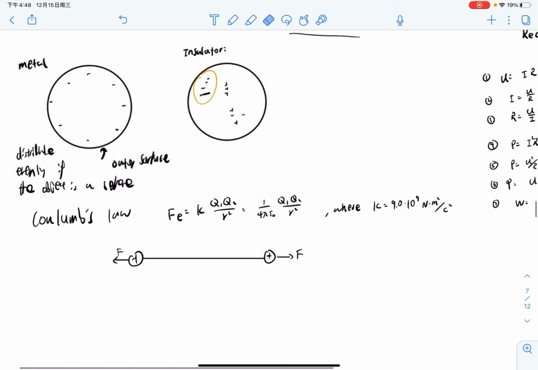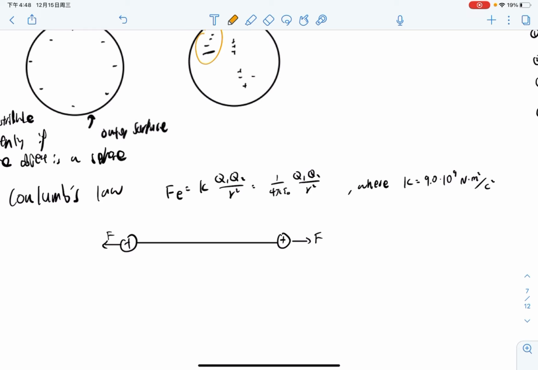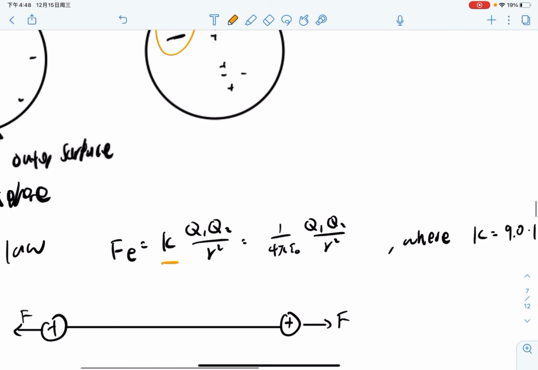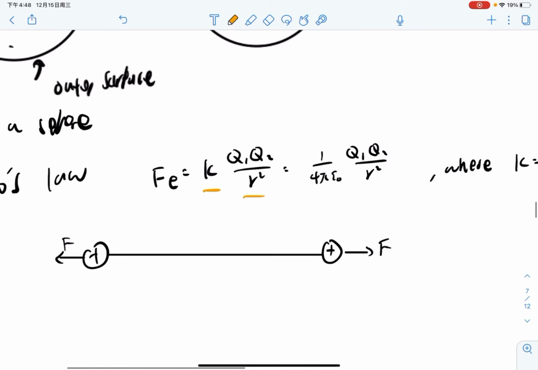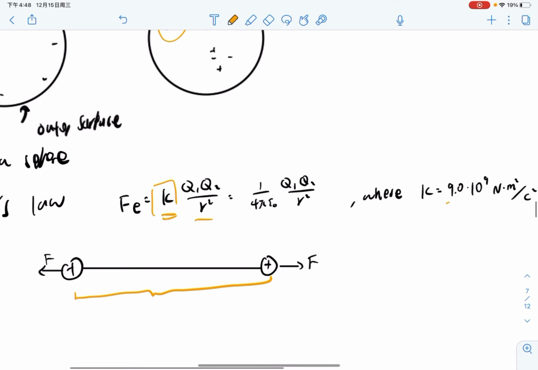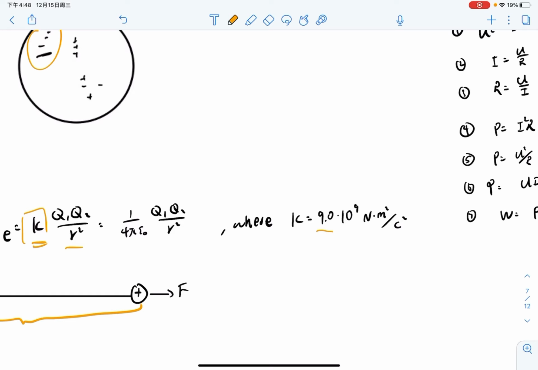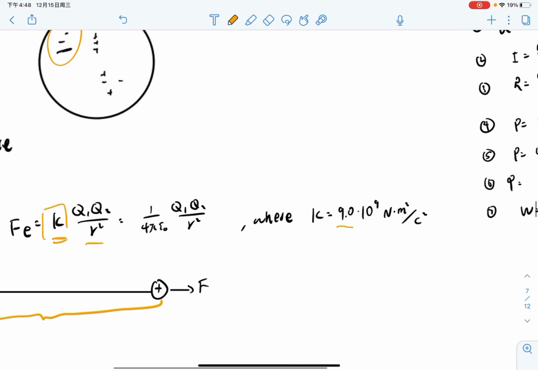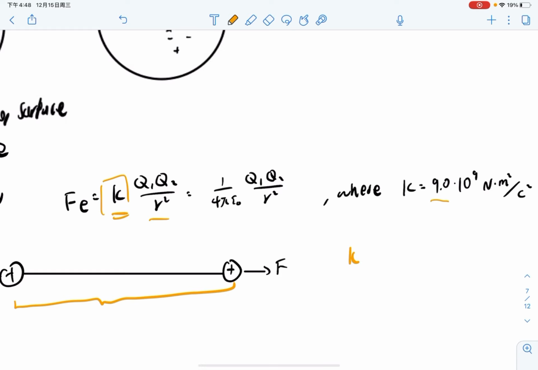And now we're going to take a look at Coulomb's law, which stated that electric force equals K times Q1 Q2 divided by r squared, where r is the distance between the two charged objects, and K is a constant, which is equal to 9.0 times 10 to the 9th Newton meter squared divided by Coulomb squared. And K can also be written as 1 over 4 pi epsilon 0. You can know that, or you can ignore this fact.